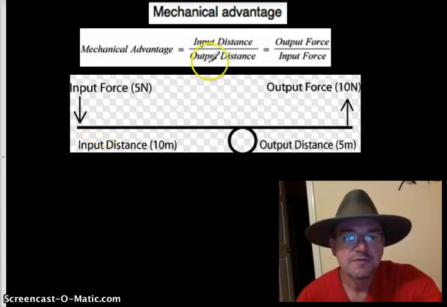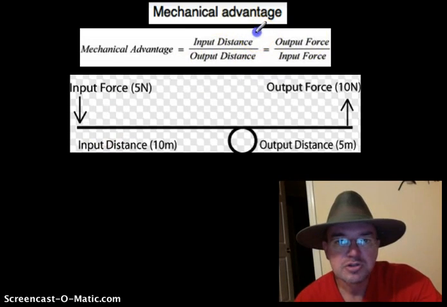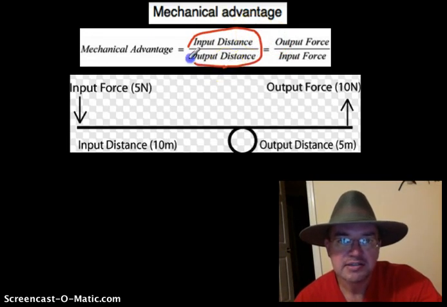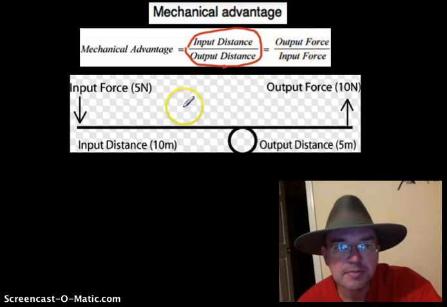The mechanical advantage formula looks like it's kind of a complicated one. Most of the ones I have seen tend to use this right here, the input distance over the output distance. Now that's the same thing as output force over input force. So if you happen to see it that way in your book or some other place, then know that that's the same thing. But here's more of a practical look at it.